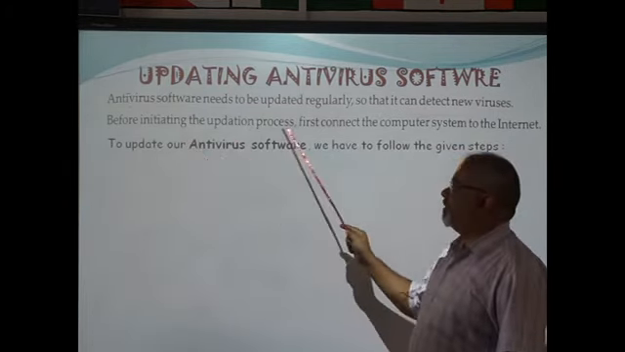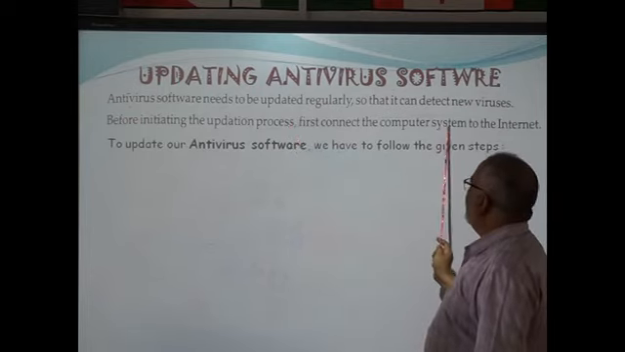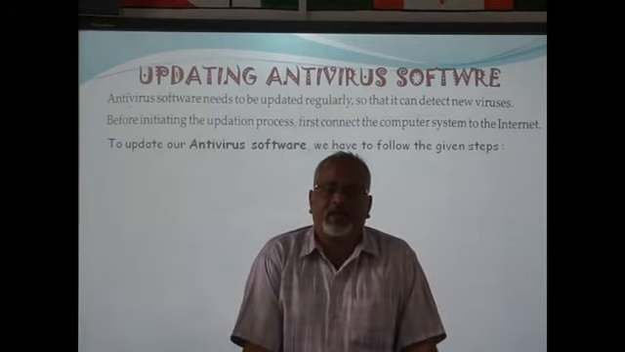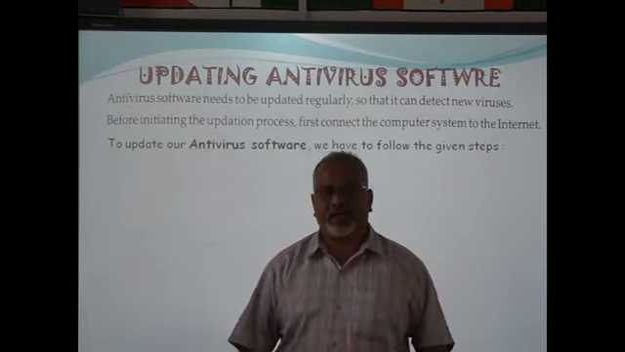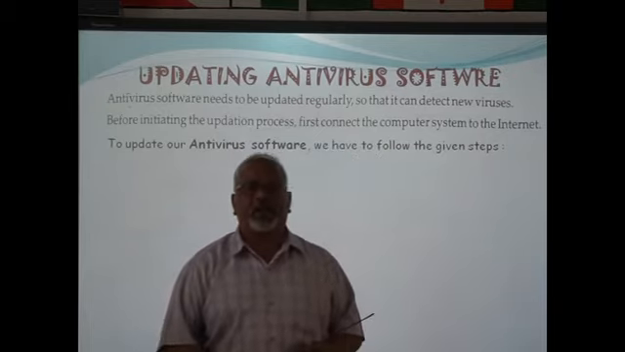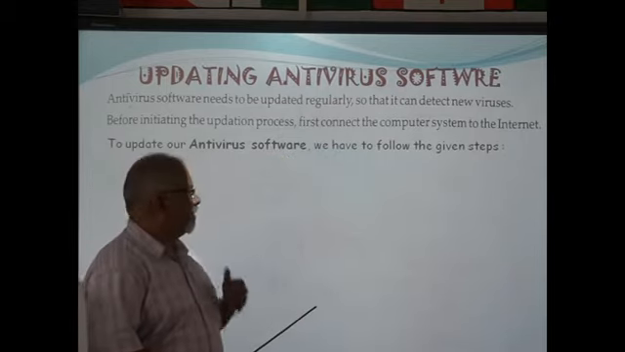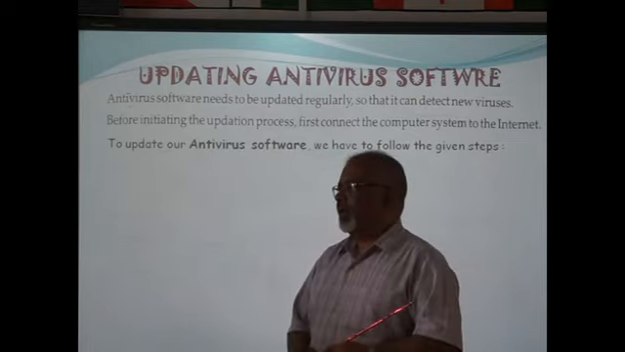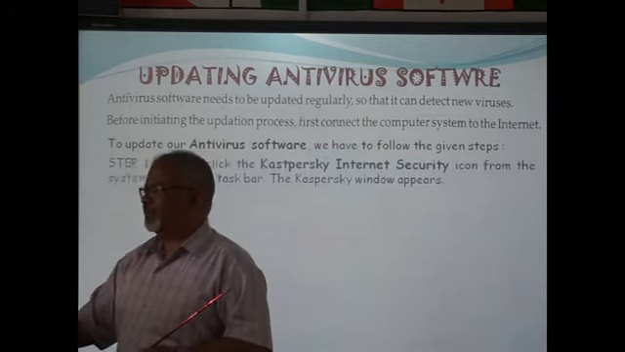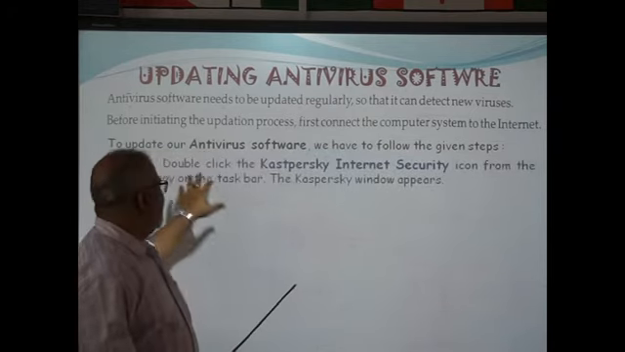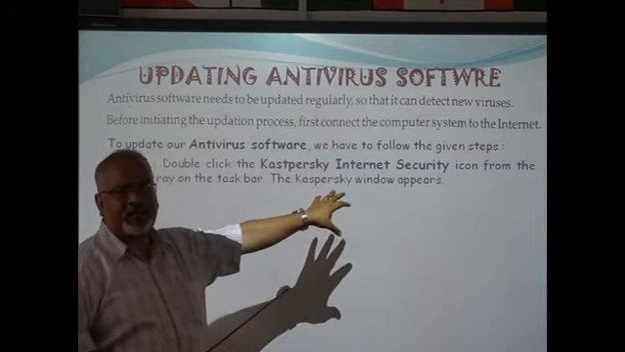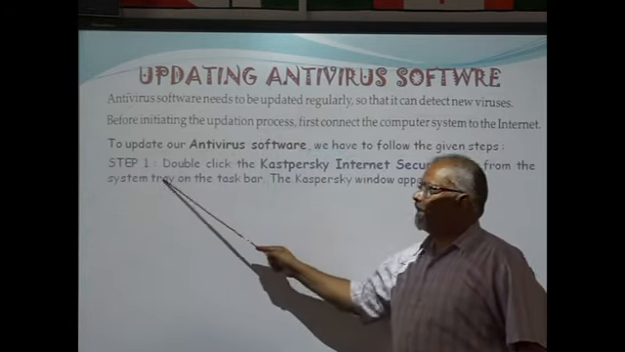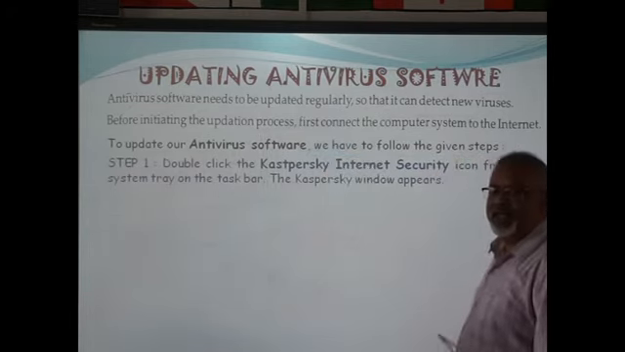Before initiating the update process, first connect the computer to the internet. Now this update of your antivirus is not possible if you are not connected to the internet. Once you are connected to the internet, then only you can update your antivirus software. And to update your antivirus software, you have to follow the given steps. Step 1 is the same as the previous one. Double click the Kaspersky Internet Security icon, which was the red one, which is present in the system tray on the taskbar. Below the screen you will see the taskbar.